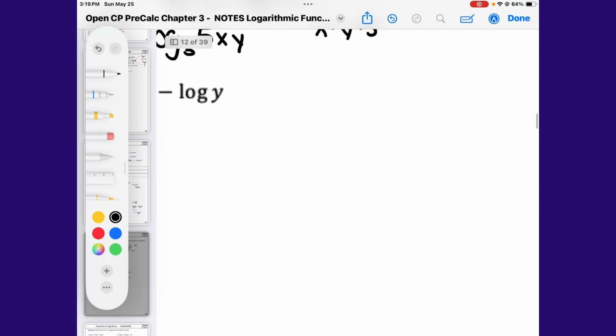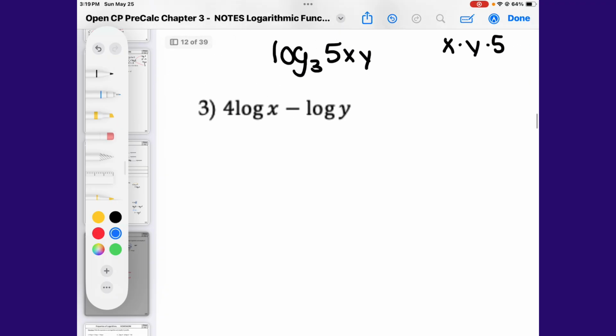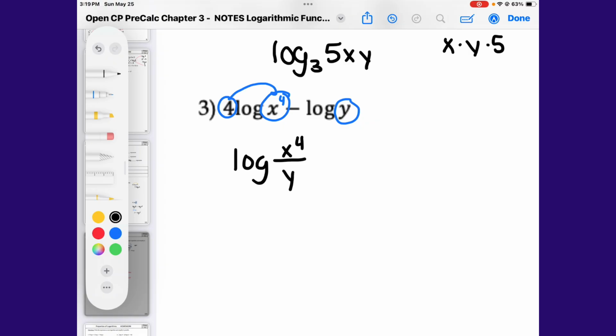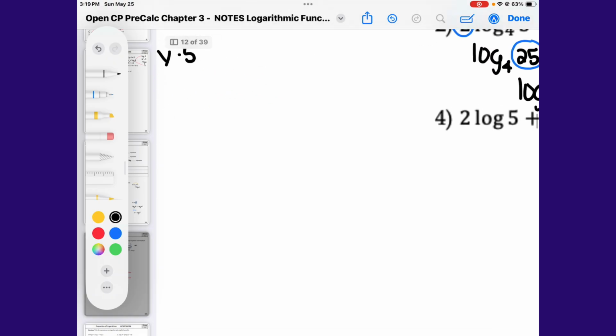In our third example, we have subtraction. So after we move this 4 up as an exponent, then we're going to have to do division. So we have x to the 4th and y. Because I'm subtracting the logs, this turns into division. All right, and then one more.